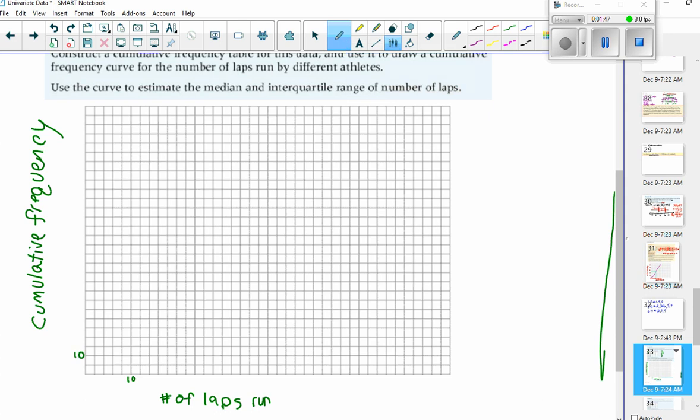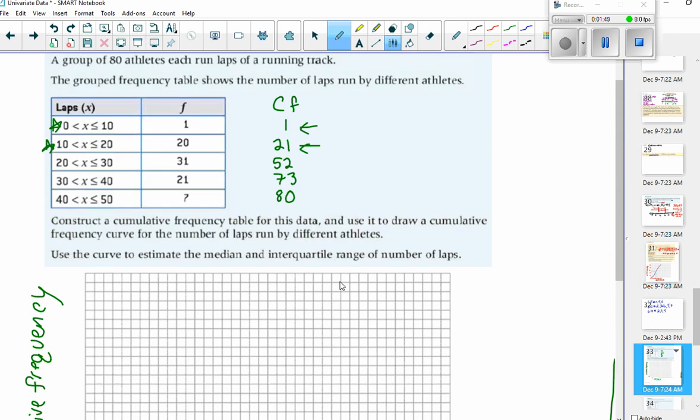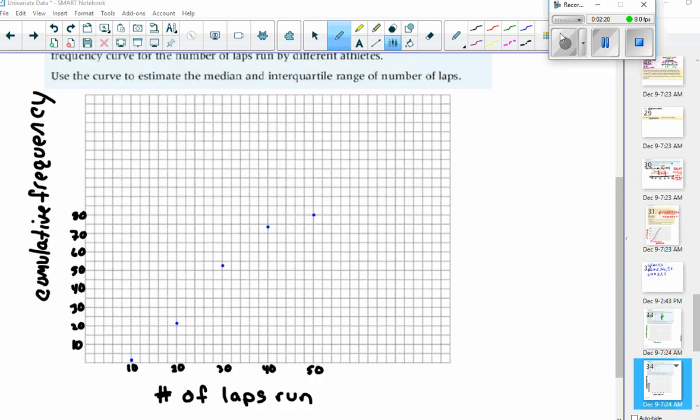Okay, so now what I'm going to have you do is take your laps with the cumulative frequency and go ahead and plot the points. Keep in mind, by the end of the group frequency, so by 10 there was 1. By 20 there was 21. So we're always looking at the ends of the groups when we start putting our dots, because we don't know where the data fell in between, but we do know that by the end, by 20, there were 20 more folks that ran. Okay, so pause this for a minute and go ahead and plot those points.